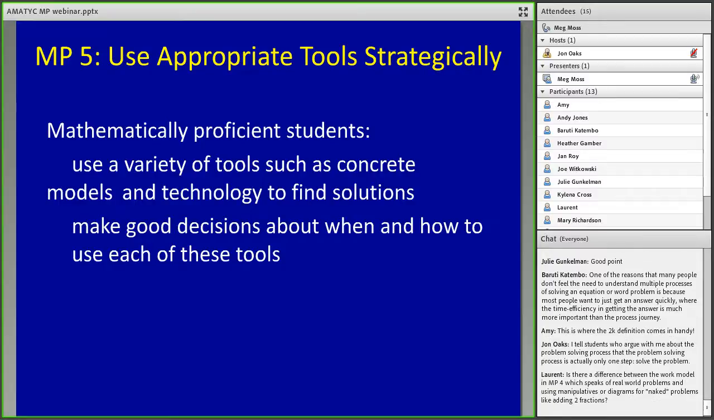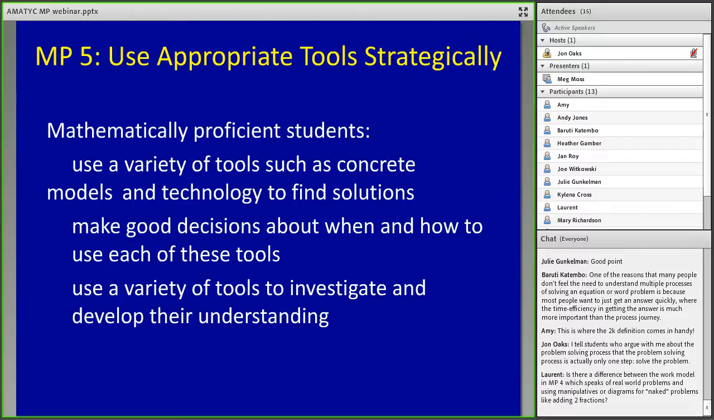A lot of this is also making a good decision about when and how to use each of these tools. For elementary teachers, it's, okay, when do I want to use pattern blocks? When do I want to use base 10 blocks? Those types of things can come into it. And to use a variety of tools to investigate and develop their understanding. Just understanding fractions with circles does not deepen their understanding. They need to see lots of different models of them.